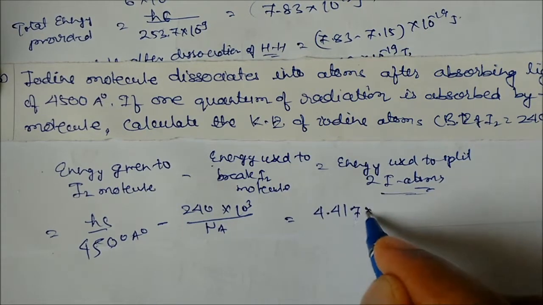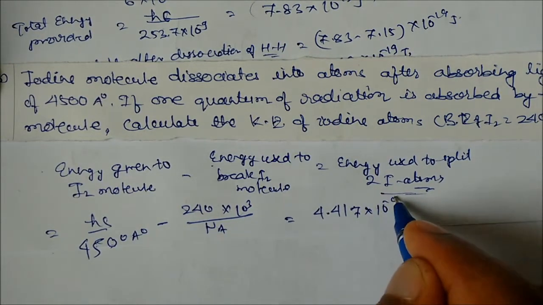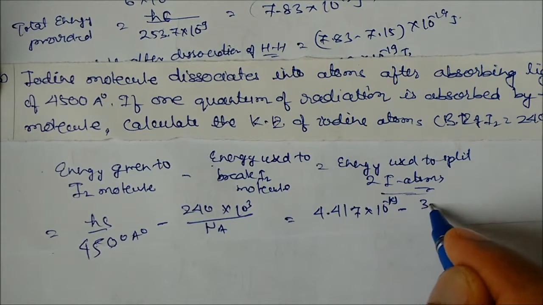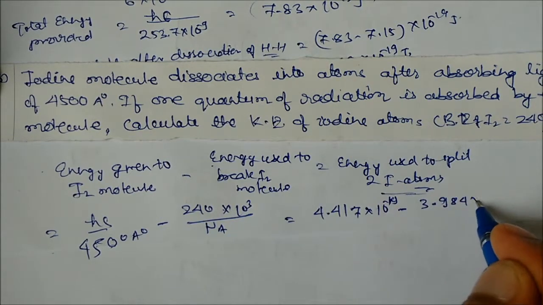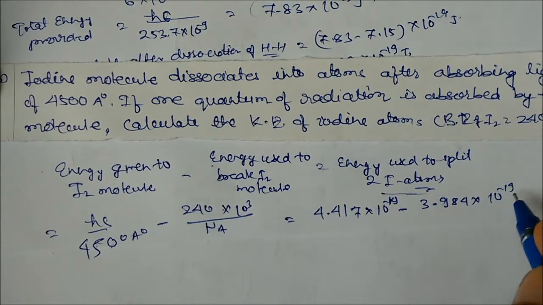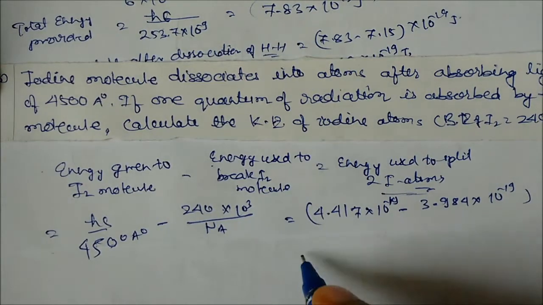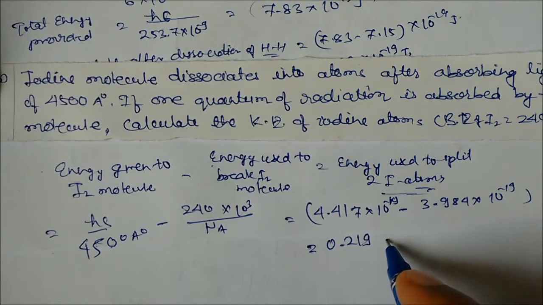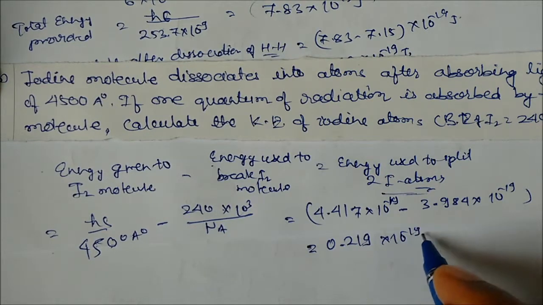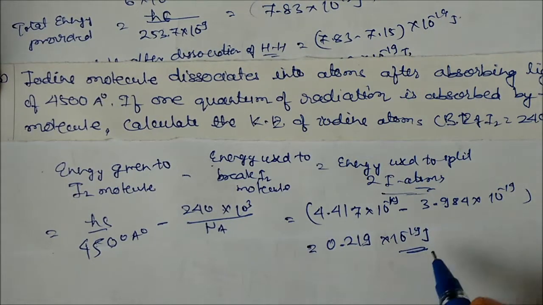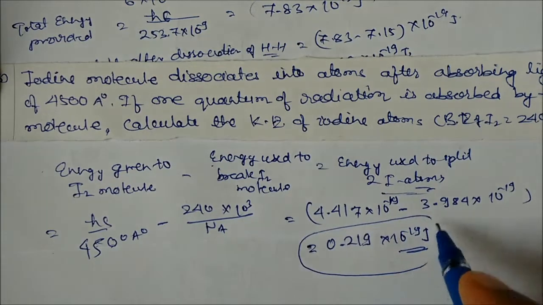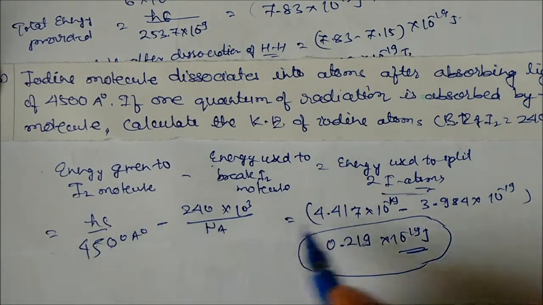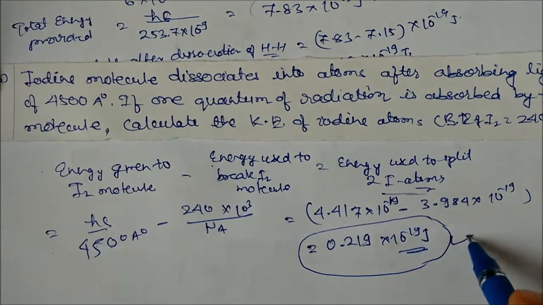4.417 into 10 to the power minus 19 minus 3.984 into 10 to the power minus 19. So this is the energy that will come, which is equal to 0.219 into 10 to the power minus 19 joule. So this is the total energy utilized to break the two iodine atoms.